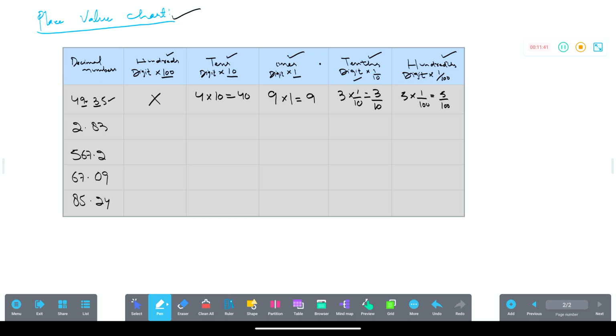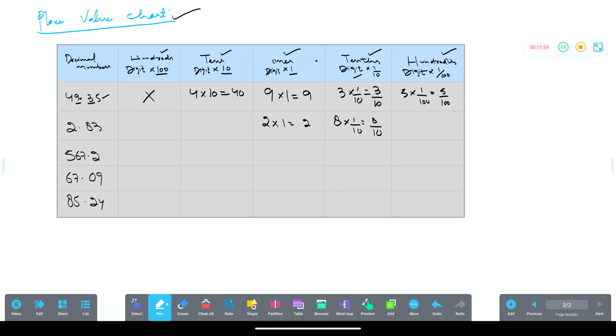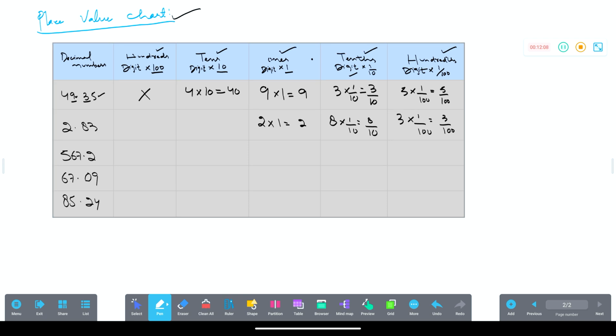Next number is 2. Before point, there is only one digit, it is at ones place. It is 2 into 1 here. That's equal to 2. Now, after point, it's 8 first. So it will be 8 into 1 by 10. That will be equal to 8 by 10. Then it is 3. It will be 3 into 1 by 100. That will be equal to 3 by 100. Now carry on. Third, here we don't have any number at the 10th place, neither at the 100th place.